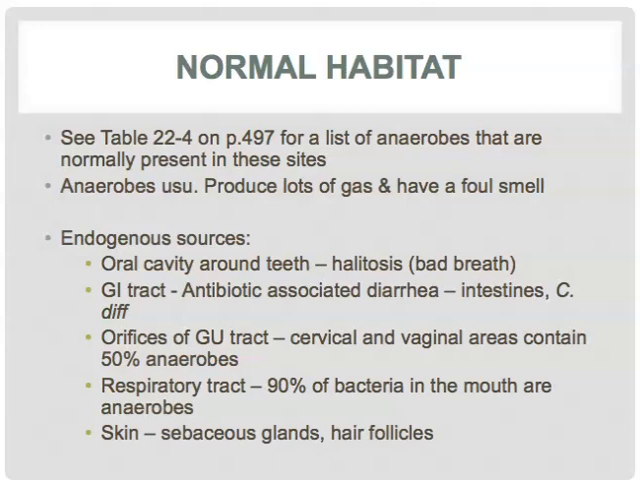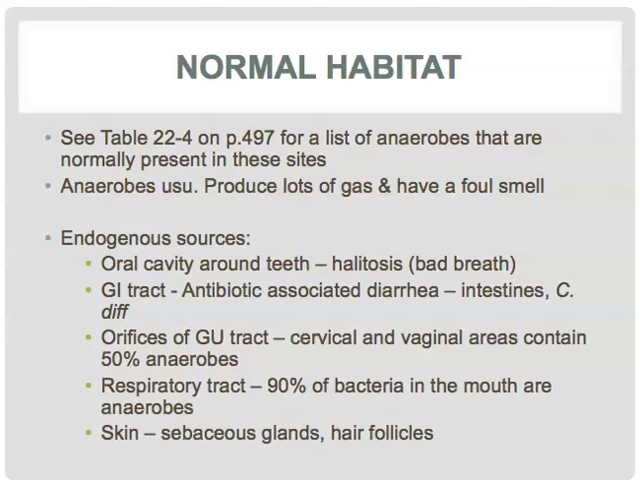Okay, normal habitat of anaerobes. There is a table in your book that has a list of anaerobes that are normally present in specific sites in the body. Most infections are the result of some sort of trauma that has allowed the anaerobes to gain access where they normally would not be. So being aware of the normal flora for specific anatomic sites can help predict which organisms are more likely to be involved in infections near those sites. Anaerobes usually produce a lot of gas and will have a foul smell, so both of those can be indicators that you're dealing with an anaerobic organism as well.